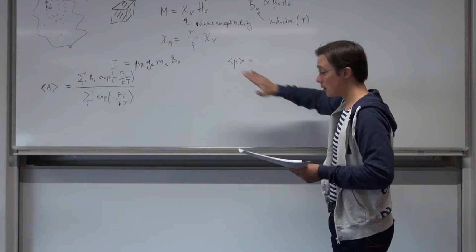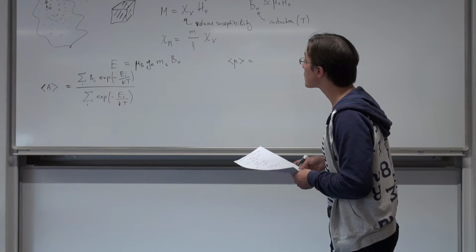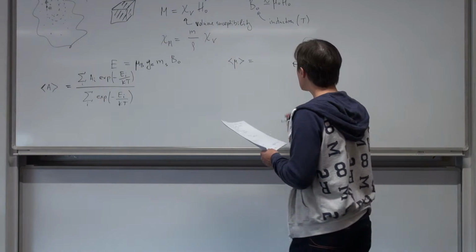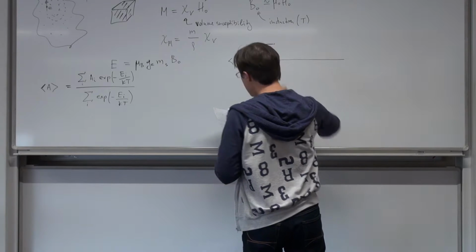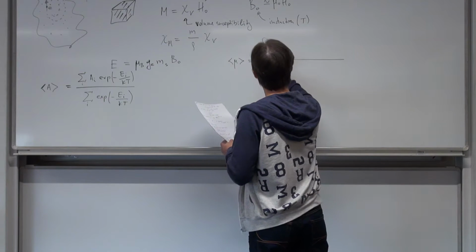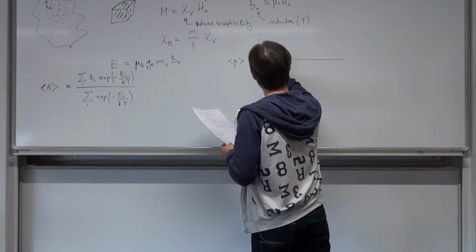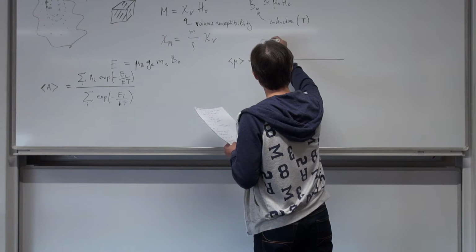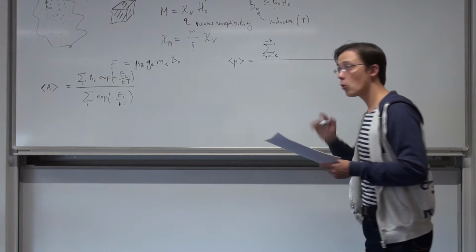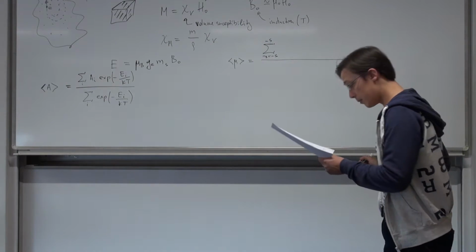So why don't we take the same expression and adapt it for the magnetization? We know that we have multiple energy levels in the spin, so we will sum over the projection quantum numbers m_s from minus S to S, so all energy levels of spin S.